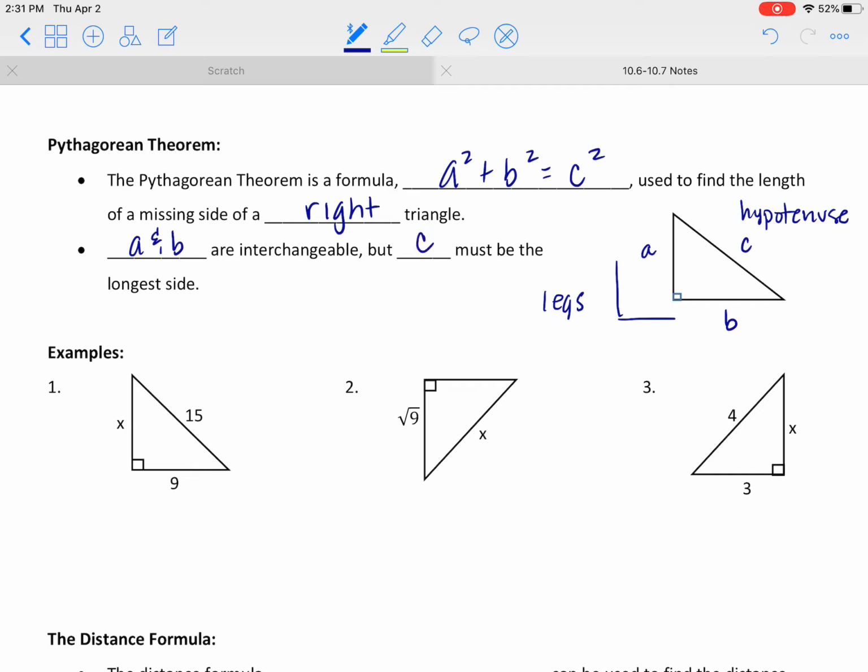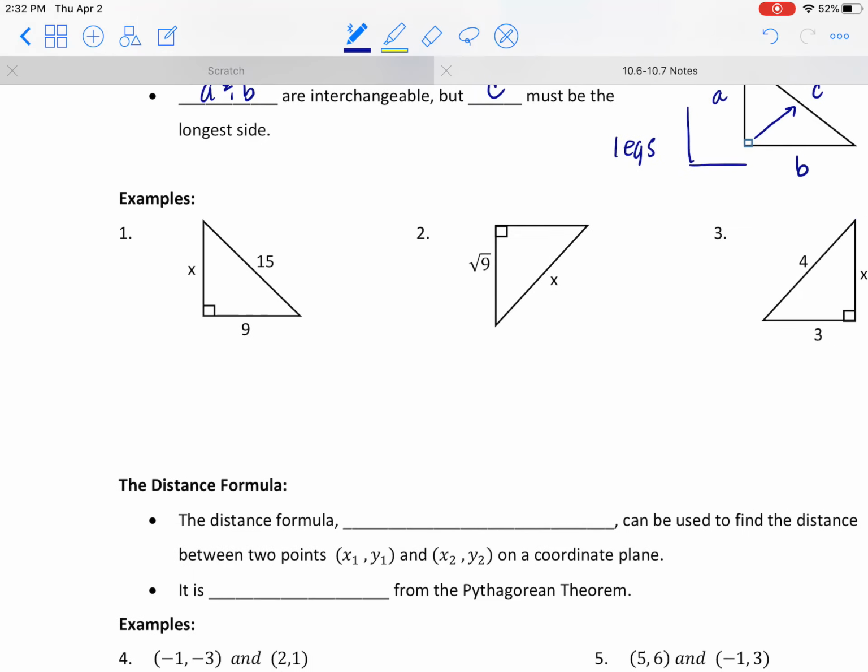Now A and B, again, are interchangeable. It doesn't matter which leg you call which. The two sides that make the 90-degree angle are interchangeable, but C has to be that longest side. It has to be across from that longest angle, right? The biggest angle. So across from the 90-degree angle has to be C, the hypotenuse, in terms of the formula.